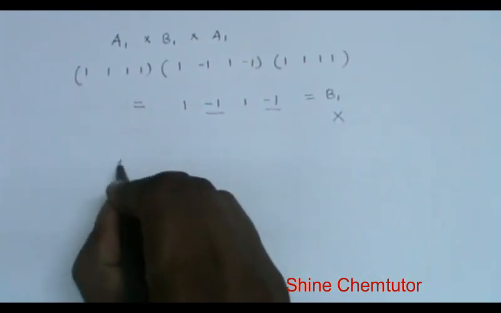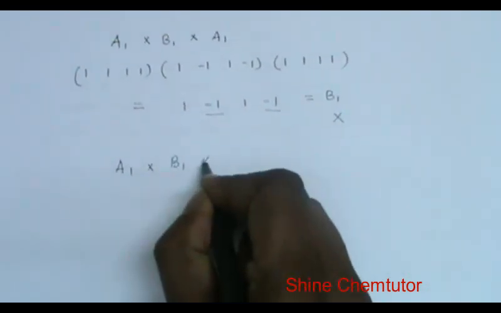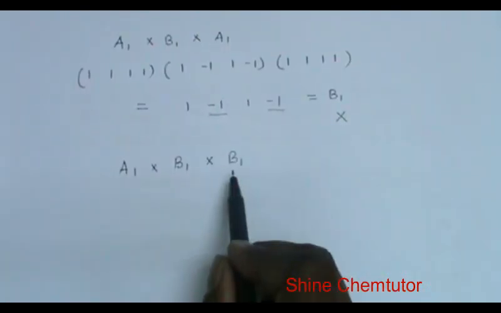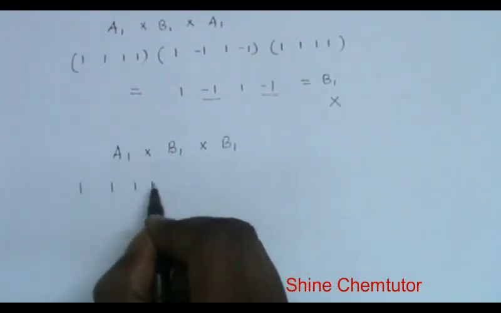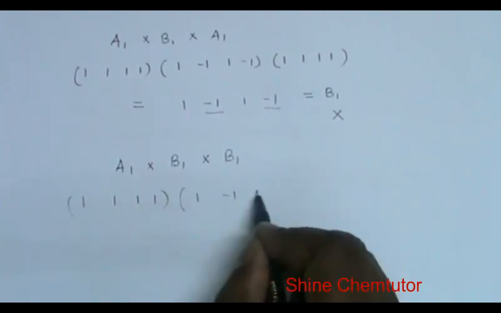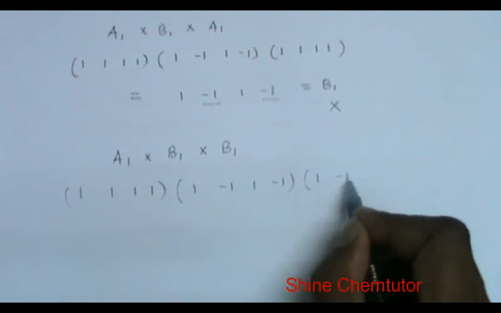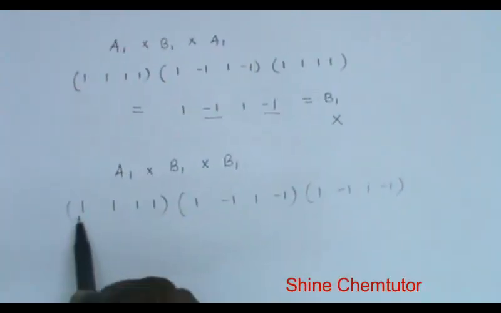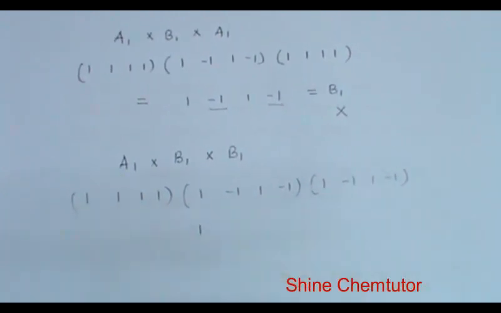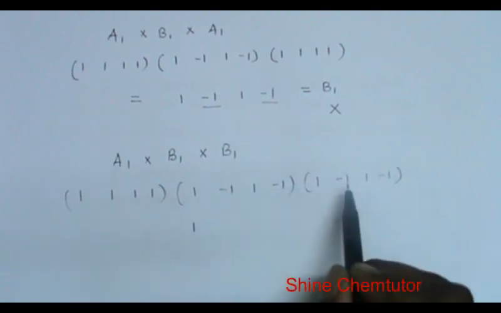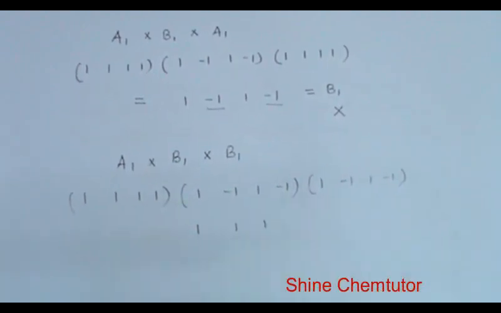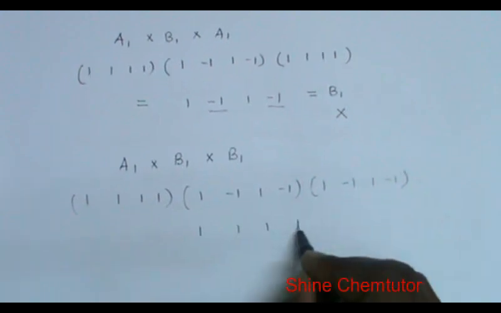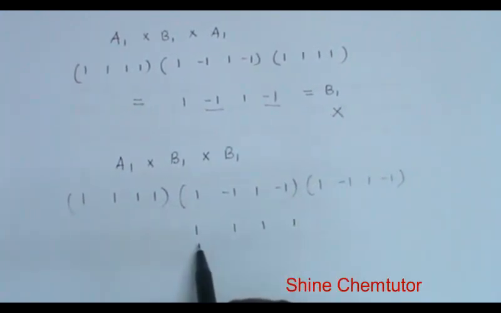I go for the second one, A1 multiplied by B1. For the X coordinate, the Mulliken symbol is B1. The irreducible representation is B1. So I go for 1, 1, 1, 1; for B1, 1, minus 1, 1, minus 1; and once again B1, 1, minus 1, 1, minus 1. So what I get is 1 for E. For C2, 1, minus 1 into minus 1, I get plus 1. The next one, 1, 1, 1, I get 1. The last one, 1, minus 1, minus 1, I get 1. So here, all the characters have plus sign, and it is totally symmetric.